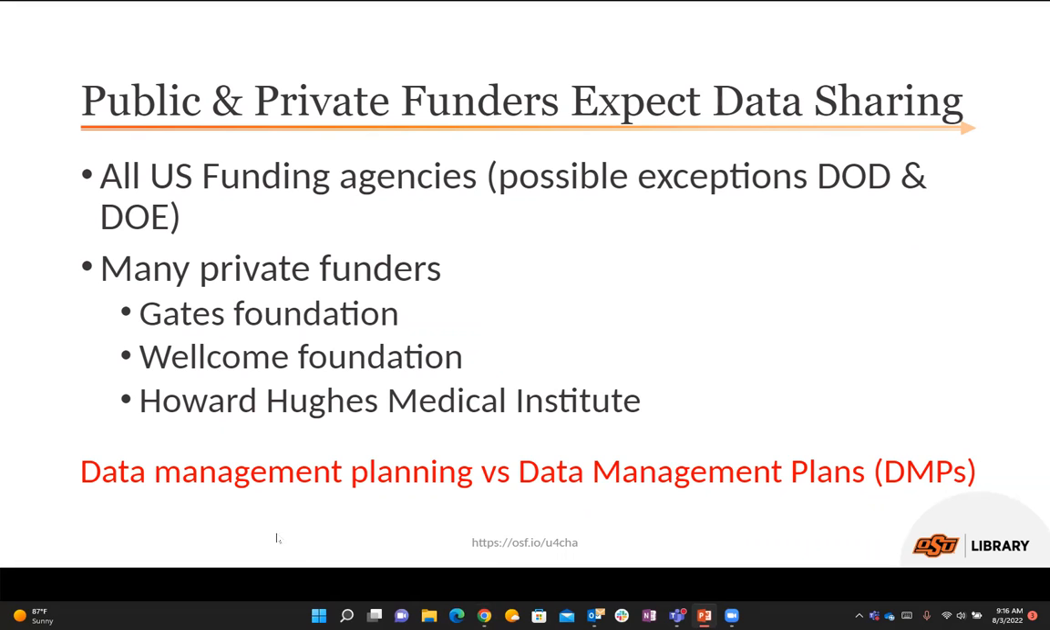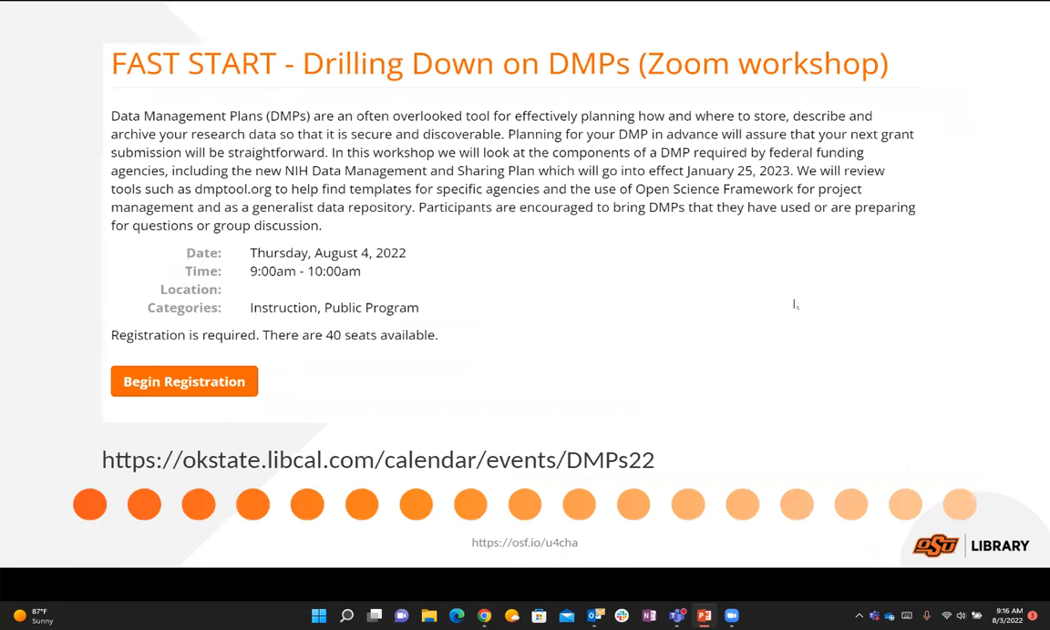So what we're going to focus on today is I'm going to talk about the difference between data management planning and data management plans. It's very likely you've heard of DMPs, or data management plans. And if you have an interest or a reason to think that you're going to be creating a data management plan, I would encourage you to sign up for the workshop that I will be giving tomorrow at this time. There's still time. That workshop is called Drilling Down on DMPs.